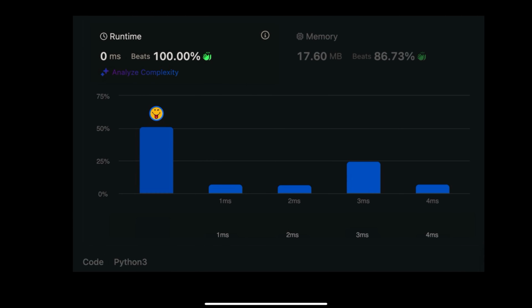This code, when submitted on LeetCode, beats 100% of the submissions in terms of runtime and nearly 87% in terms of memory.